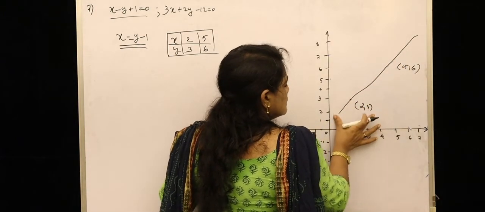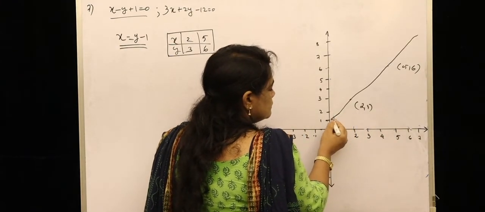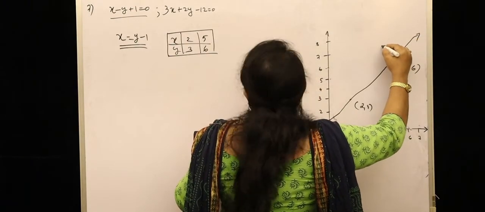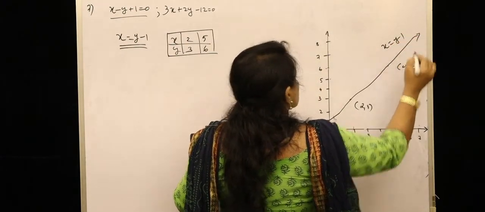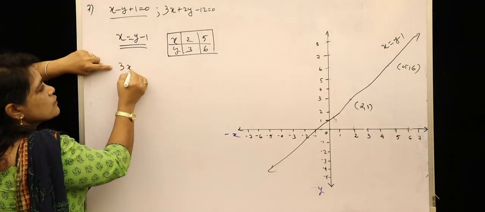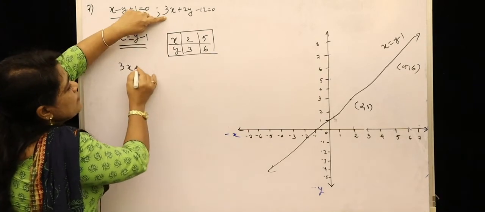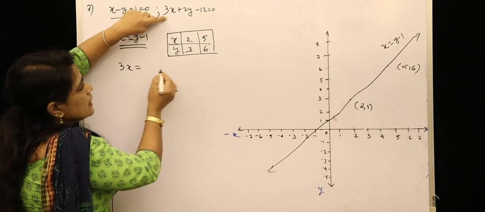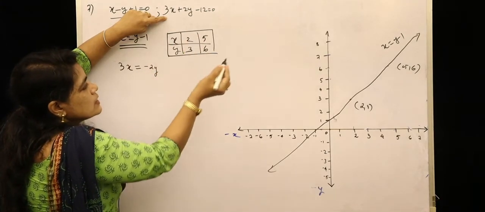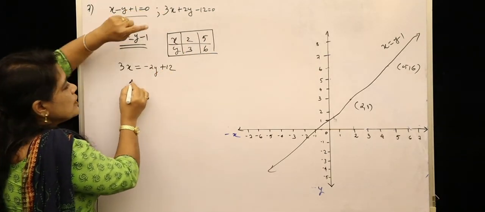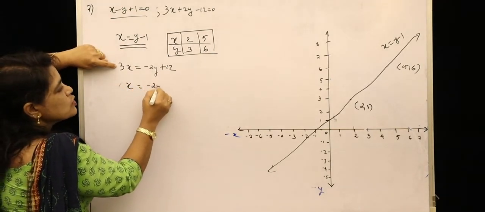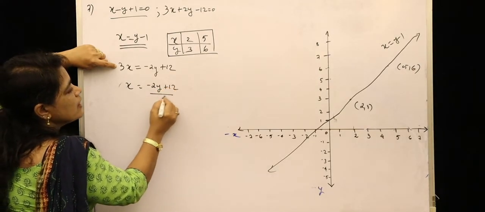This is the line for x is equal to y minus 1. And for the second equation we have 3x. I am keeping 3x, and you can take the other remaining terms to the right side, that is minus 2y, and minus 12 becomes plus 12. From this 3x, you can take x alone: x equals minus 2y plus 12 divided by 3.